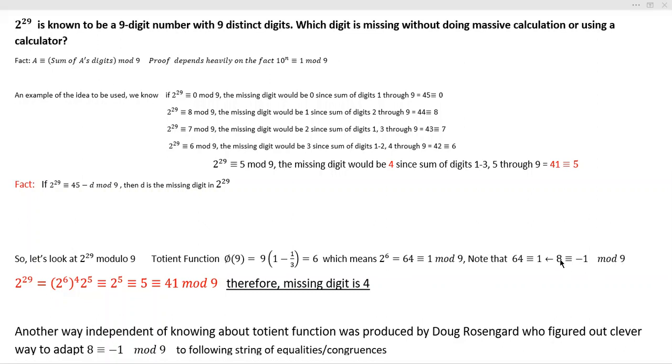But notice if 8 is congruent to -1 and you square both sides, which you can do, congruence behaves very much like equality. If you square both sides of this congruence, you get 64 is congruent to 1. But where have we seen that before? Right here. That's what the Totient actually gives us. So this observation actually implies Euler's Totient function result. And I'm going to do another video on the Totient function.